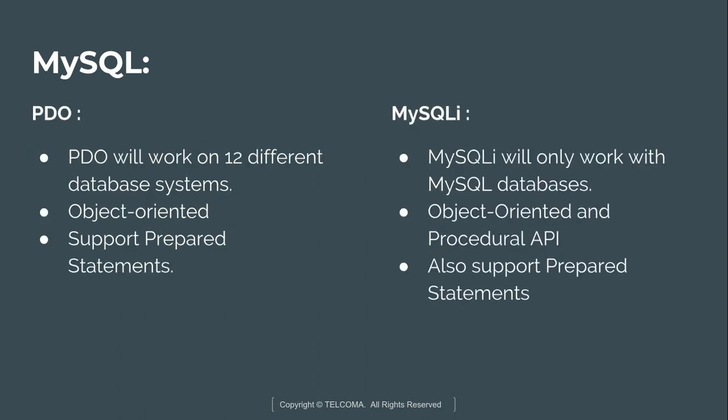The difference between PDO and MySQLi is that PDO will work on 12 different database systems, whereas MySQLi will only work with MySQL databases. Both are object oriented, but MySQLi also offers a procedural API. PDO supports prepared statements and MySQLi also supports prepared statements. So this is the difference between PDO and MySQLi. The basic difference is that PDO works on 12 different databases, whereas MySQLi only works with the MySQL database.